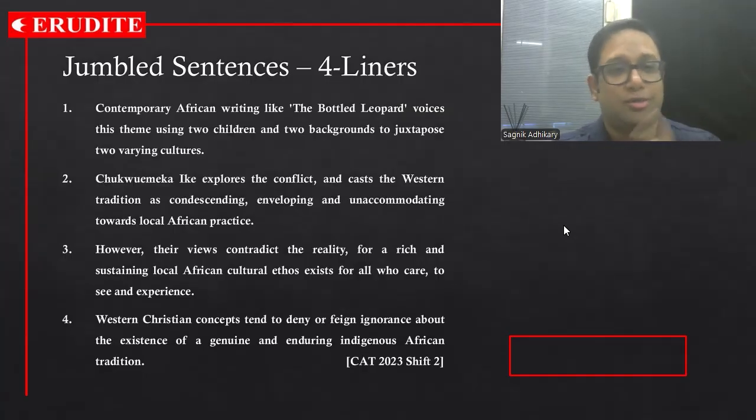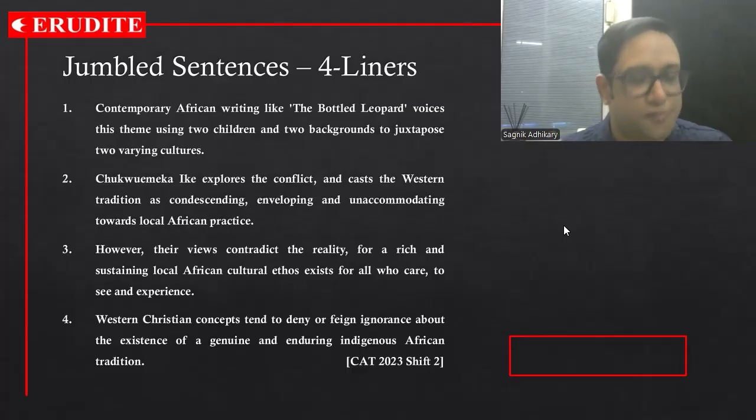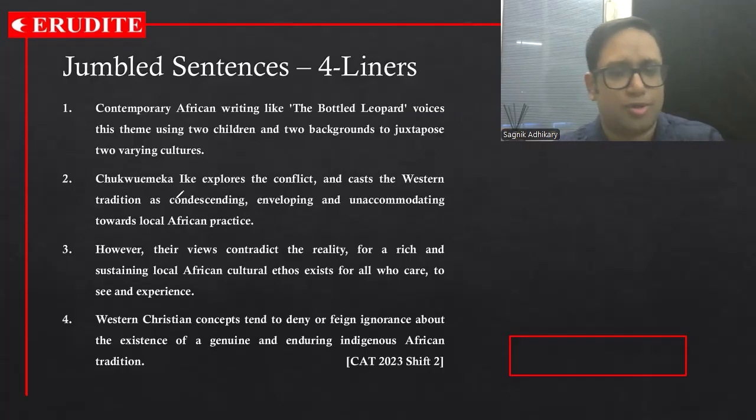We should go about them fast. One should not think too much on these questions. Let us discuss a few. Let's start with a moderate question. We see that these are all 4-liners. CAT only features 4-liner jumbles, and the other format that the CAT features is odd statement. We'll talk about that later.